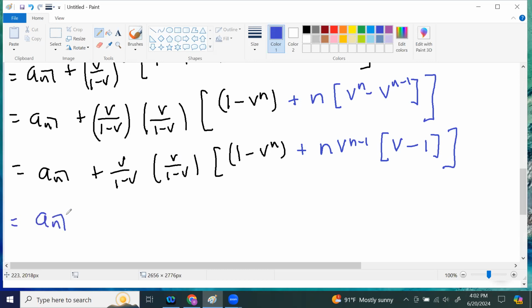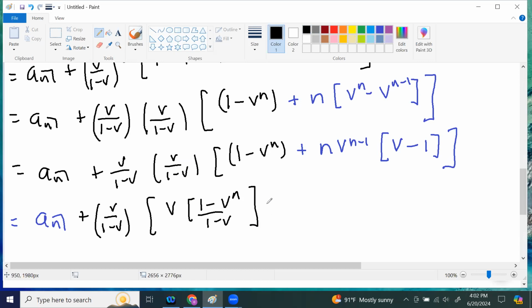I got a little sloppy with the colors, but that's all right. Okay, we got that. Now let's multiply through. Up top, we have a v. We have a 1 minus v^n over 1 minus v. That's cool. Then we add.